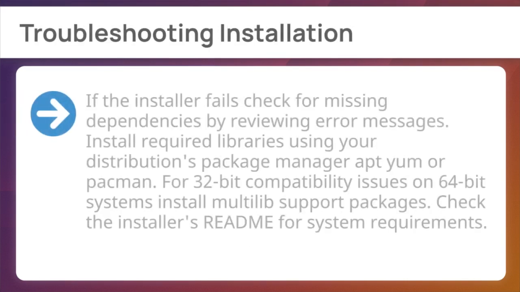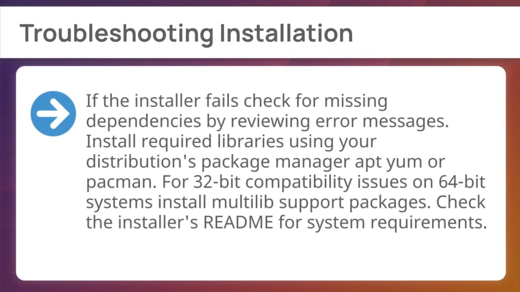Finally, troubleshooting installation. If the installer fails, check for missing dependencies by reviewing error messages. Install required libraries using your distribution's package manager, apt, yum, or pacman. For 32-bit compatibility issues on 64-bit systems, install multilib support packages. Check the installer's README for system requirements.